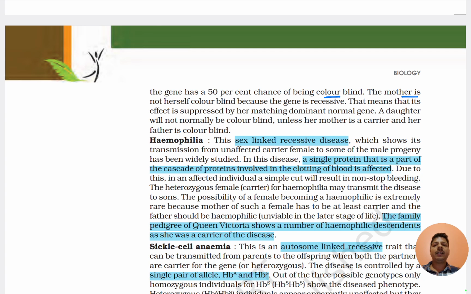The mother is not herself color blind because the gene is recessive. This means that its effect is suppressed by her matching dominant normal gene. A daughter will not normally be color blind unless her mother is a carrier or her father is color blind.